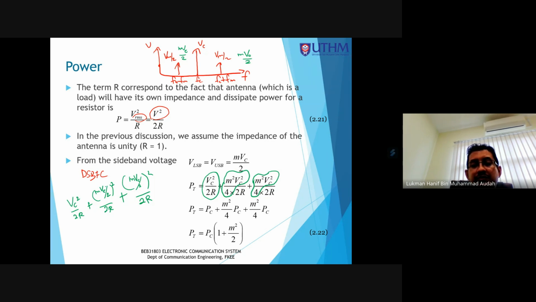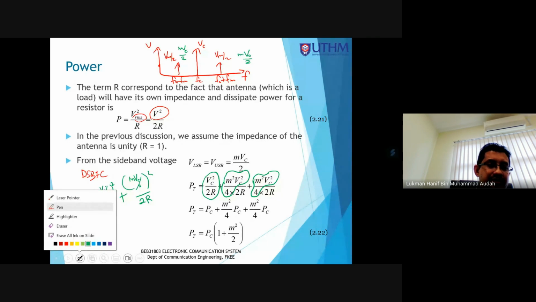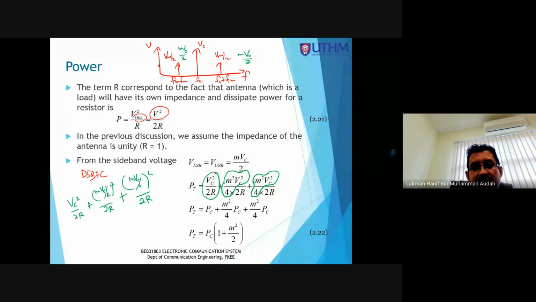So you see that if we look at the equations, each of it has a carrier power component. What is the carrier power component? The carrier power component is this one. I use a red color, so this is the carrier power. We also have this carrier power component, VC square over 2R.